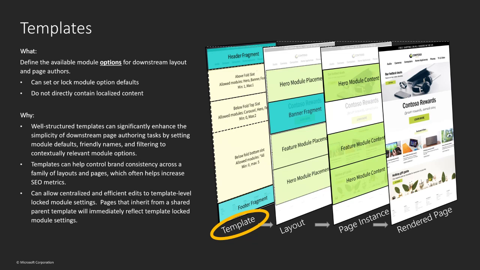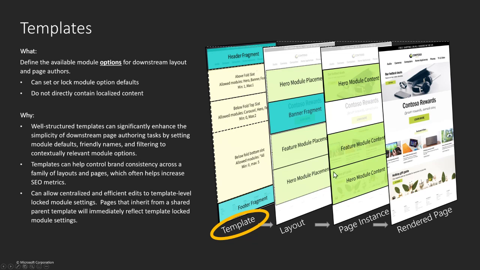So templates can set or lock the module options for a particular type of page. They also don't directly contain any localized content. That's something important to understand here. That happens a little farther down the page model that we'll get to. And like I said, well-structured templates can really simplify the downstream page authoring tasks for your ongoing content authors and marketing personas that just need to quickly create new content and don't need to deal with the complexity of all the different available options that the system supports.